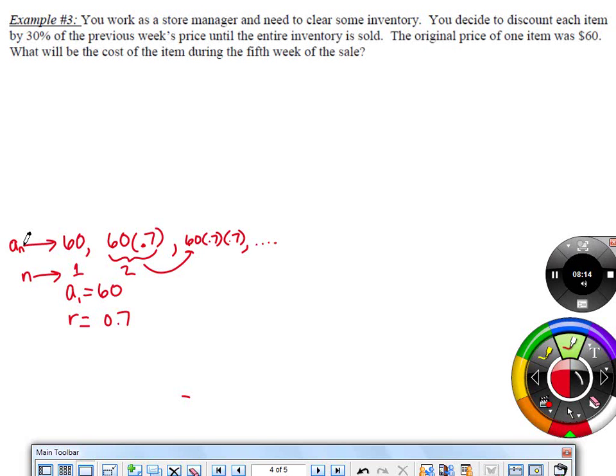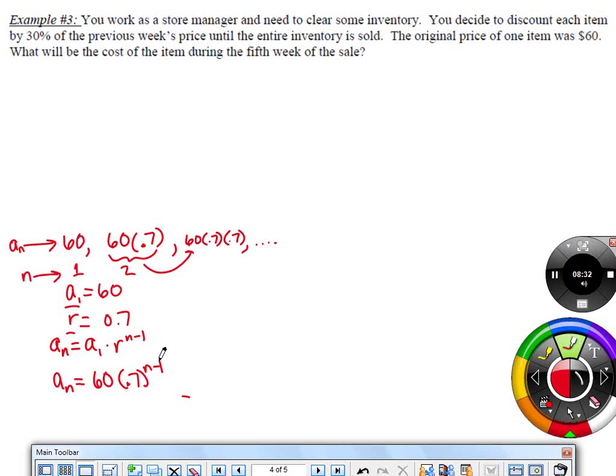Since it follows the geometric sequence pattern, we can use the explicit rule to help us write a rule for this. We have both a1 and r, so we can get our rule. Our rule is going to be 60 times 0.7 to the n minus 1 power.